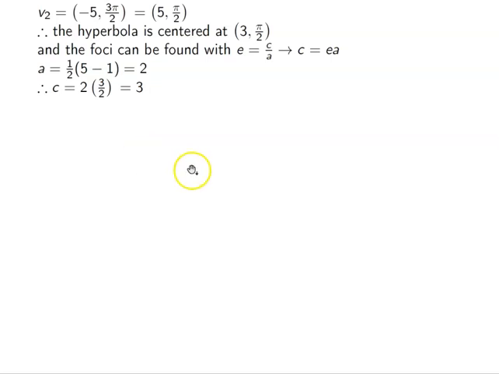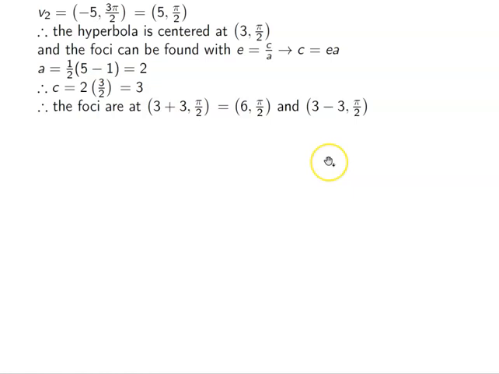So then from the center up, 3 is how I find one focus, and from the center down 3 is how I find the other focus. So I have 3 plus 3, pi over 2, which is 6, pi over 2. And then I can go down 3. So 3 minus 3 on the pi over 2 line is at 0, pi over 2. So at the origin.